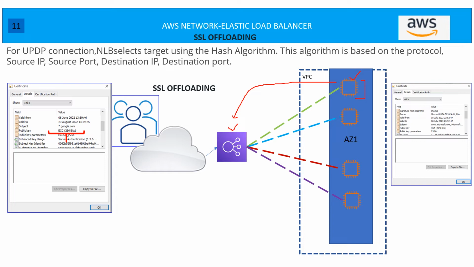So what does it mean by SSL? Whenever we create the SSL on the server or maybe on the load balancer, it is going to ask how many encryption bits you are going to have. So this is the example for google.com. This is the public key, which is ECC 256 bits.